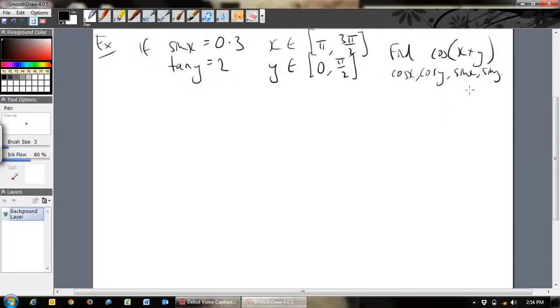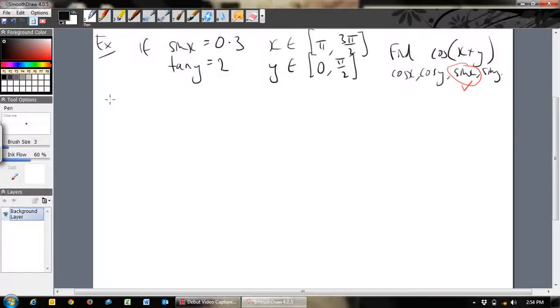Okay, so we're not even close so far. We need all those four things, so let's have a think about it. We've got sine x, so that's ticked. It's 0.3, so that's good. All the others we don't know, so let's go and try to find each of these.